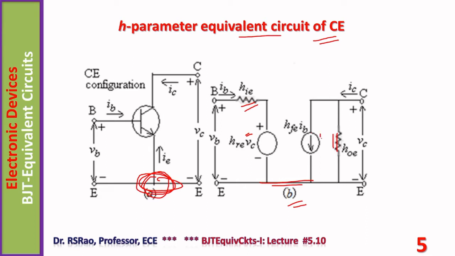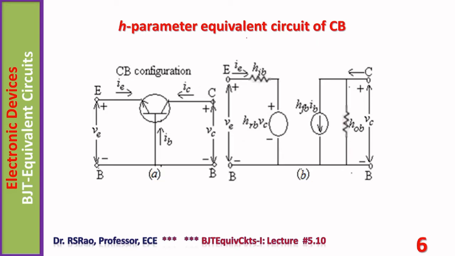The current output of the current source depends upon IB, the input current. The voltage output of the dependent voltage source depends upon VC, the output voltage. So, dependent voltage. Here also, like the previous case, there are two sources, one resistance, and one conductance in the circuit. Of course, it is HIE, HRE, HOE, HFE, as this configuration is CE.